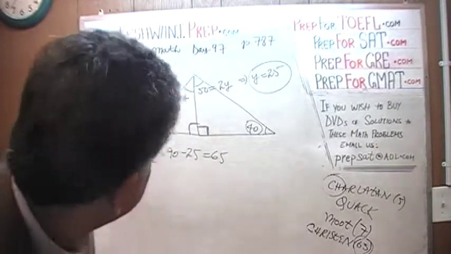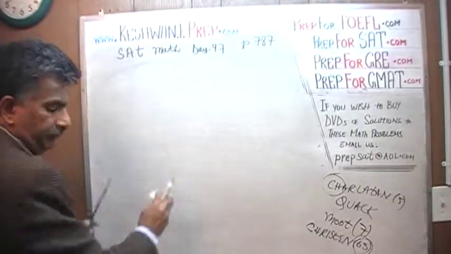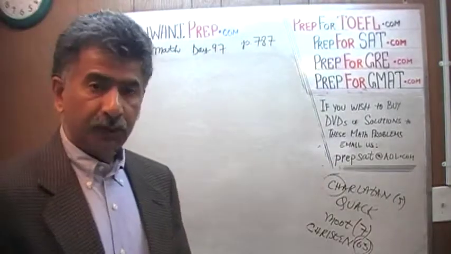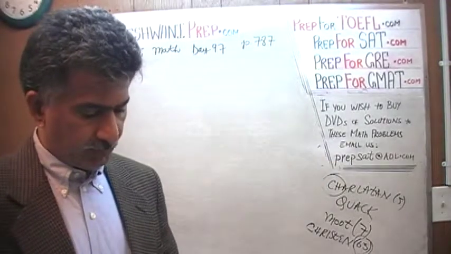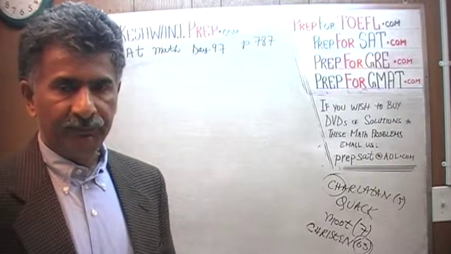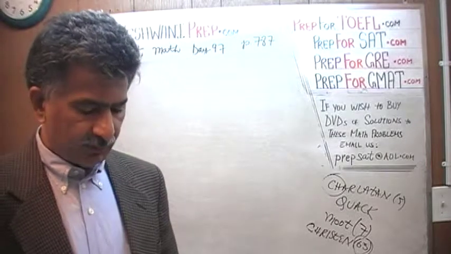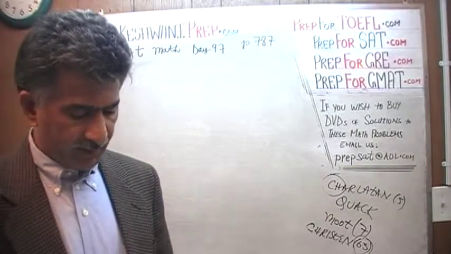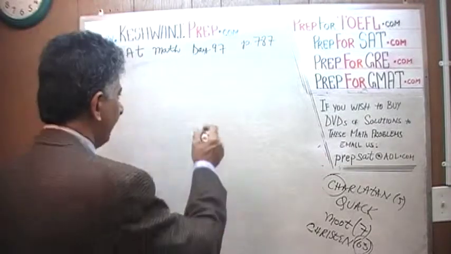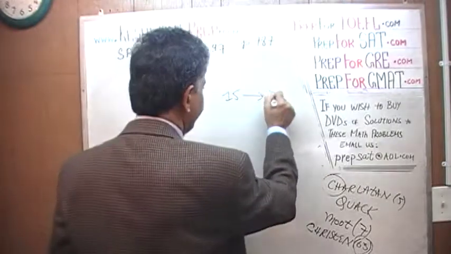Problem number 8. In problem number 8, we are told that a computer program randomly selects a positive 2-digit integer. So it randomly selects a 2-digit integer, a positive 2-digit integer. If the integer selected is odd, then twice that integer is printed. So if it happens to select 15, then what you see in the printout is 30.